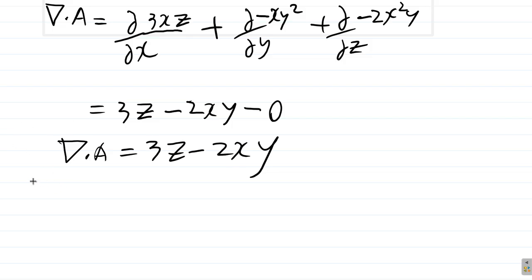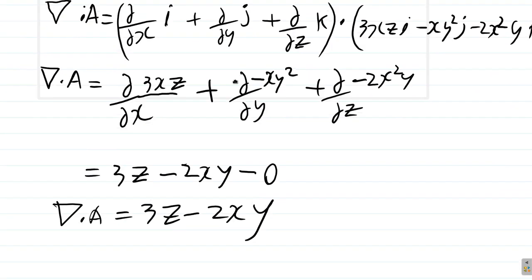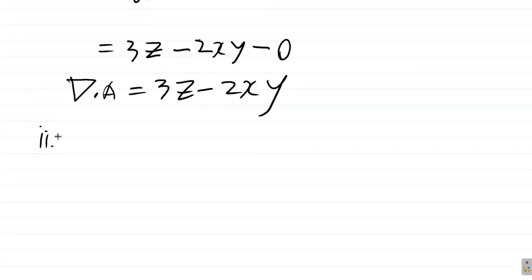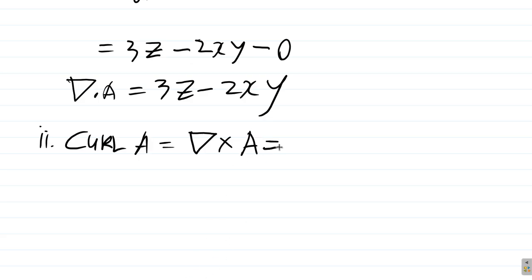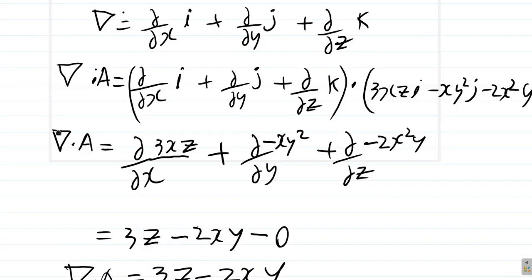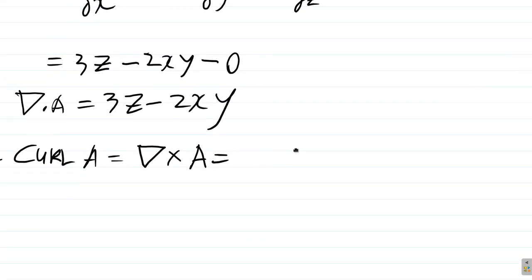Now the next thing in part 2 is the curl of A. So curl of A is the cross product between the grad and A. In the previous part, when you found this, it was the dot product between the grad and A, right? So that was grad dot A. So we're going to find the grad cross A now.